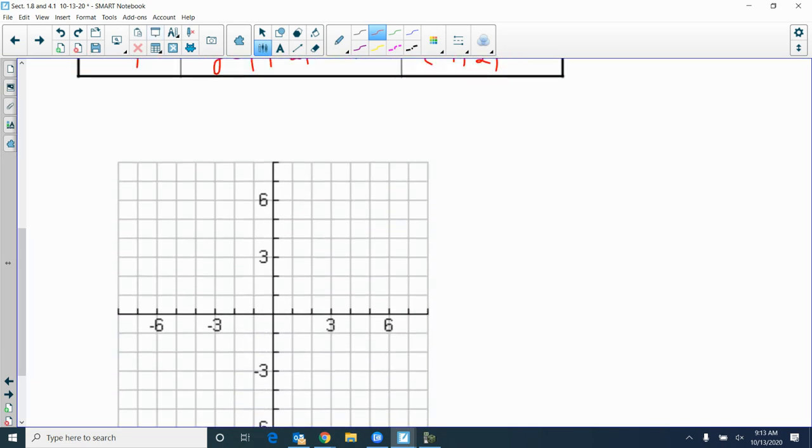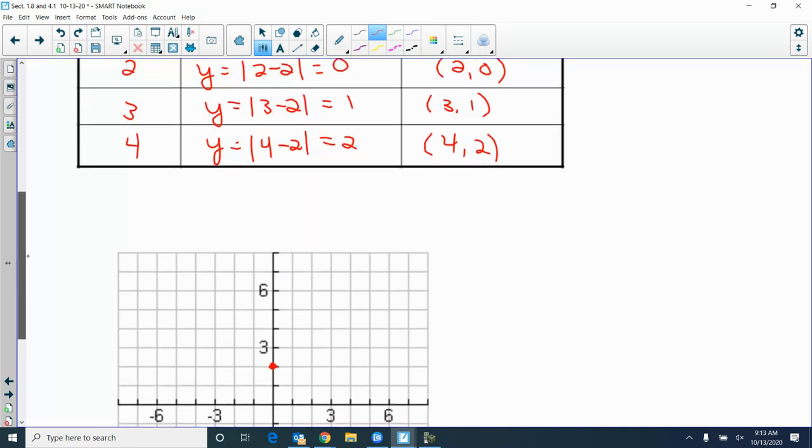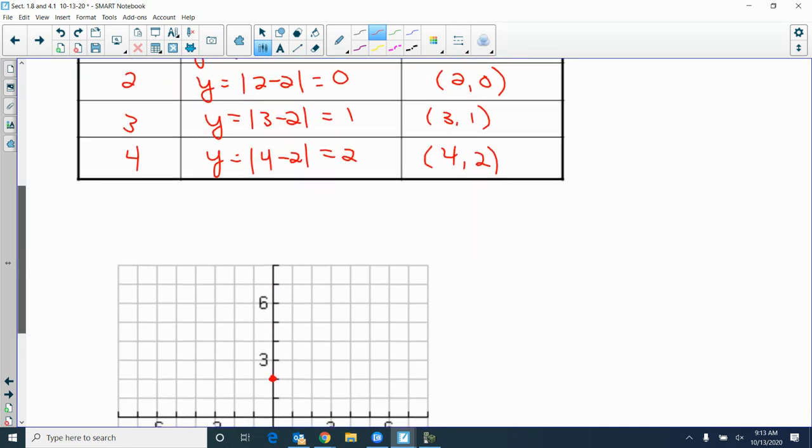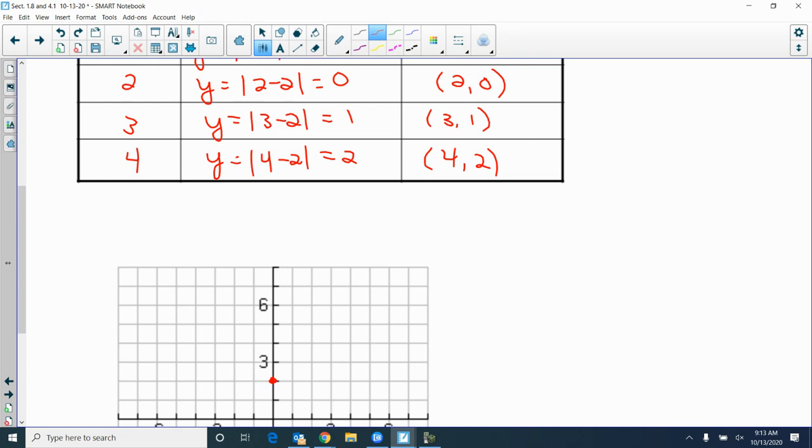0, 2. Yep. Is that far enough? All right, thank you. 0, 2. And what's the next point? 1, 1? Yeah, it is. 2, 0. 3, 1. 4, 2. Okay.